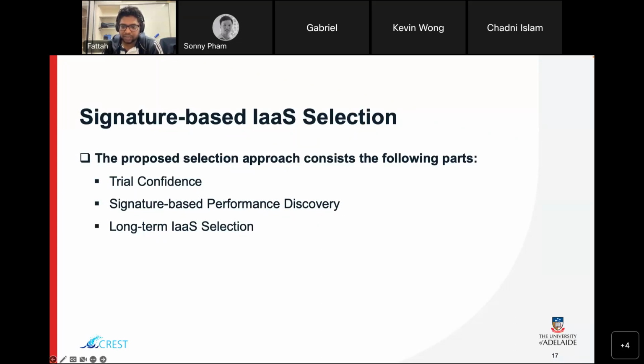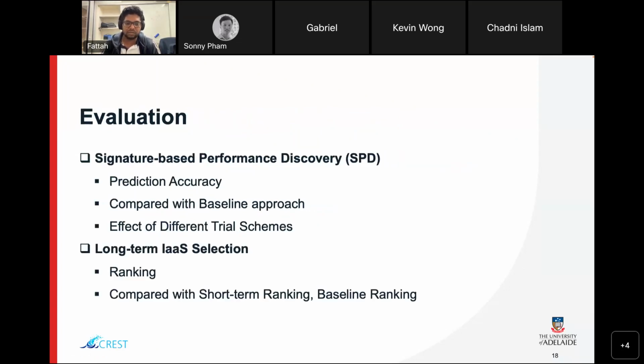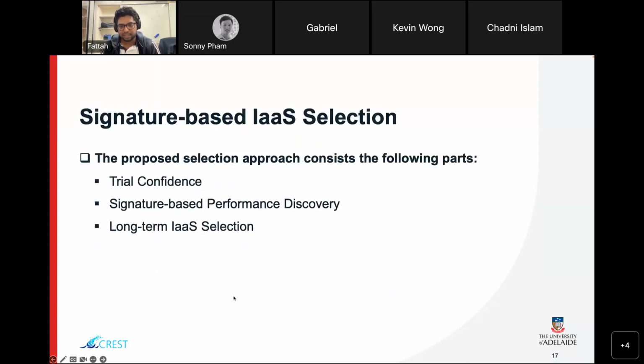And finally, we have the expected performance over a period of time, and we also assume that we know the consumer's long-term QS requirement, the performance requirement. So we represent both of them as a time series, and we measure the distance between the expected performance and the actual performance. Sorry, my slide changed.